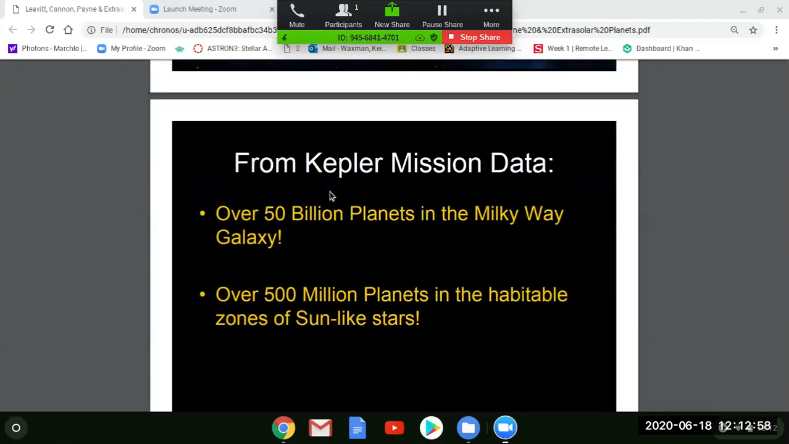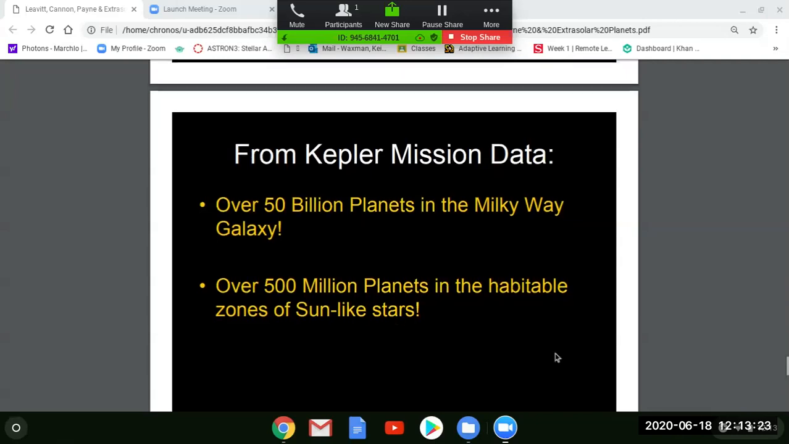Here's some data. Now, you don't have to write this down. You don't have to know this. But from the Kepler mission, we think there are over 50 billion planets in the Milky Way galaxy. Now, we're going to be more than that. I mean, at least 50 billion planets in the Milky Way, and they're saying this, based on this data, over 500 million planets in the habitable zones of sun-like stars.